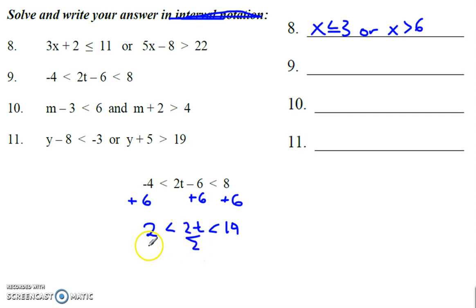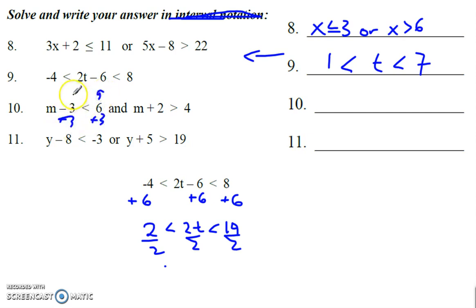Then divide by 2. Divide by 2 here, divide by 2 there, and we get 1 is less than t is less than 7. Remember, in your AND statements, smallest number first, variable in the middle, largest number last, and these have to be pointing to the left. If they're not both pointing to the left, it's not an AND statement or there's no solution.